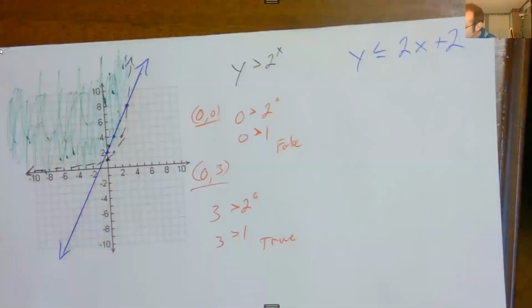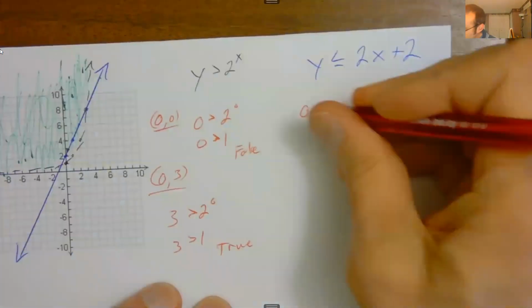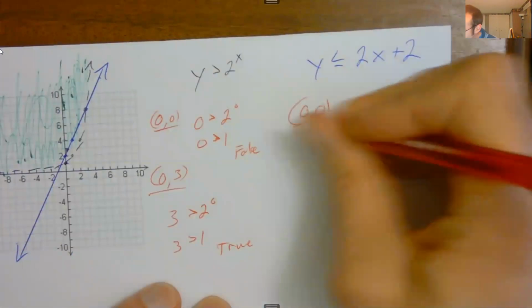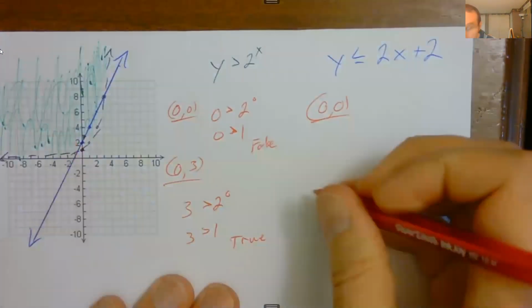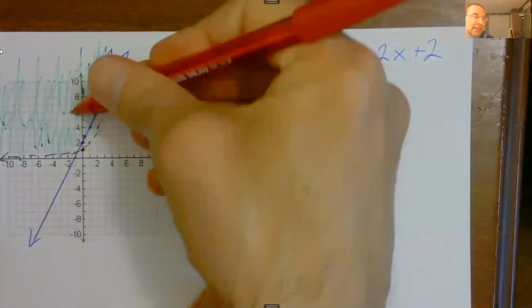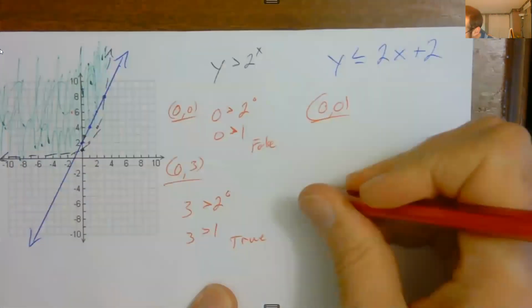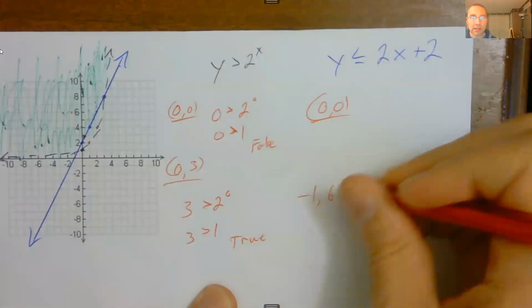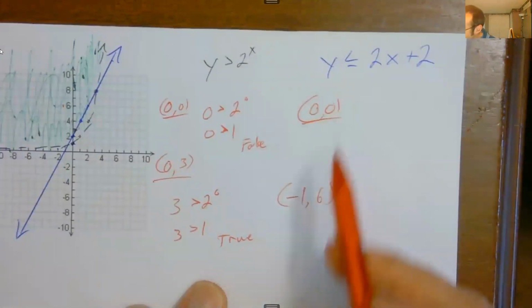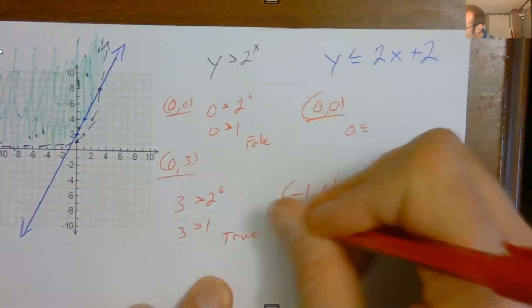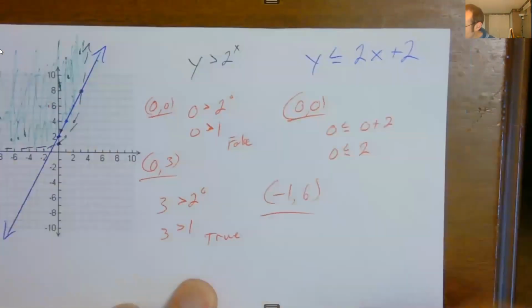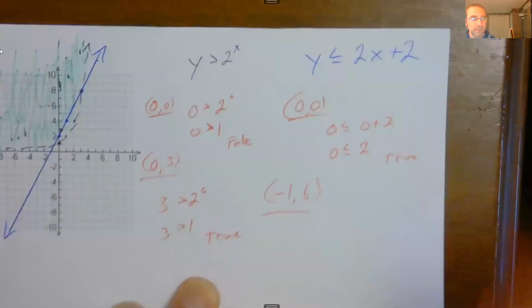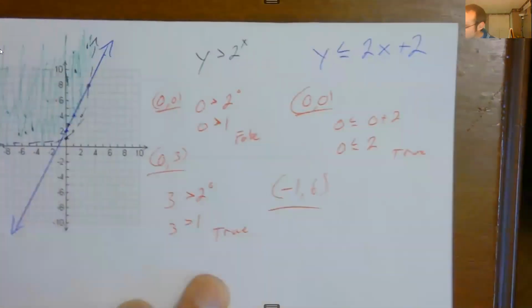And again, 0, 0 is clearly on one side of that line or the other. And then I could try -1, 6. That looks like that's right up here. Sorry, you can't see that. That's above that, -1, 6. When I plug 0, 0 in there, I get 0 is less than or equal to 0 plus 2. Is 0 less than or equal to 2? Sure is. It's true.